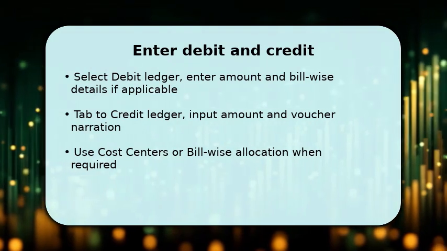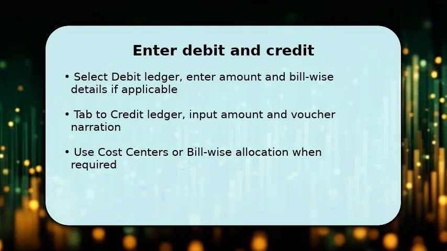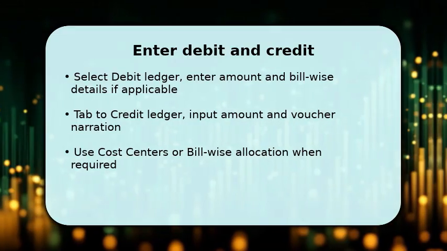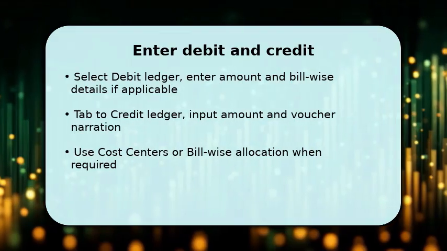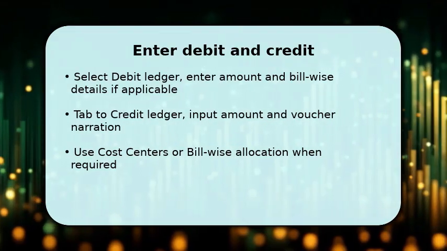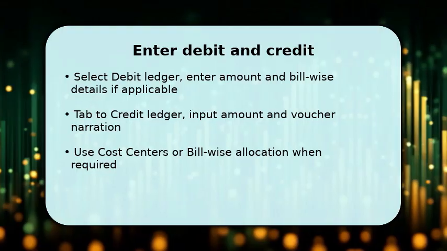Type the debit ledger name and the amount. Specify bill-wise details or cost center if this transaction affects receivables or internal costing. Next, move to the credit ledger and input the exact balancing amount so the voucher stays balanced.